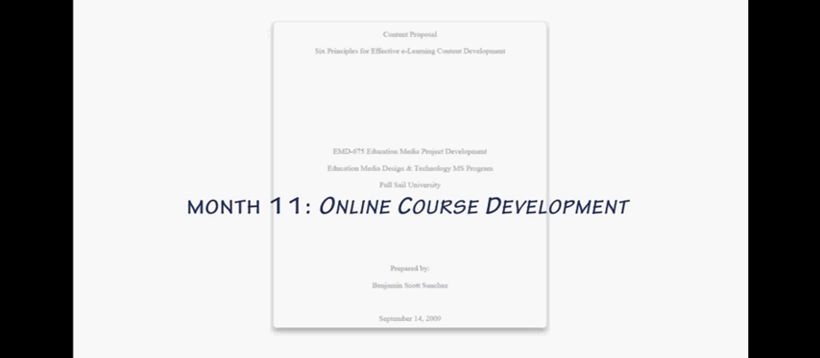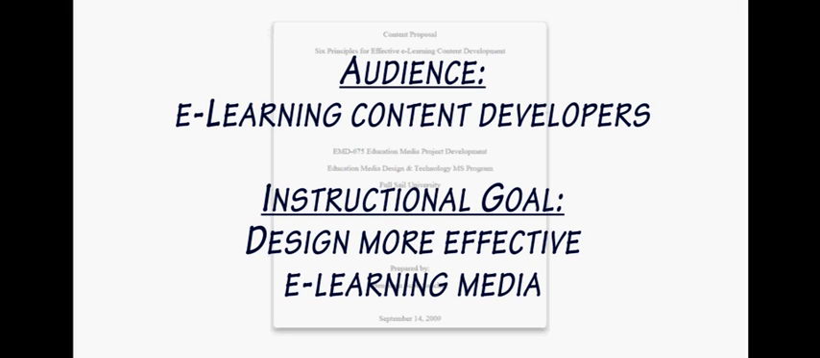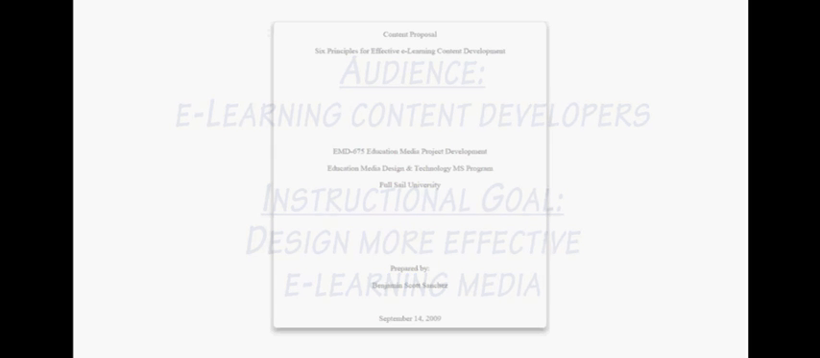The first step of the development process of this media project required the creation of a content proposal. This proposal was intended to zero in on the intent of the media project, its design elements, and expected outcomes. In this process, I used skills learned during month 11 of this program, online course development. My proposal was to create an e-learning lesson which would help e-learning content developers develop content that would have greater cognitive impact on the learner.